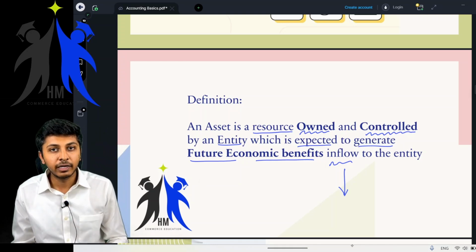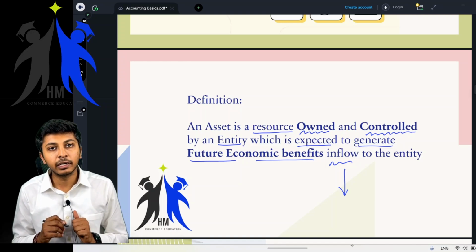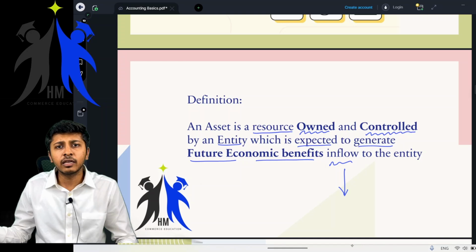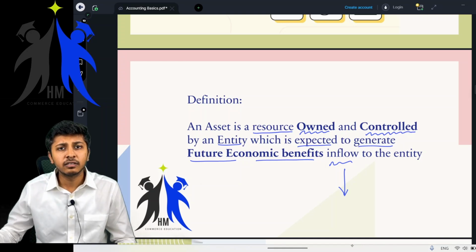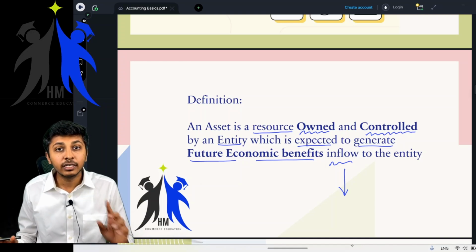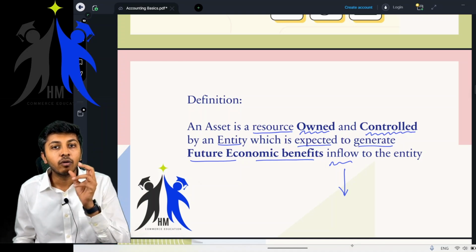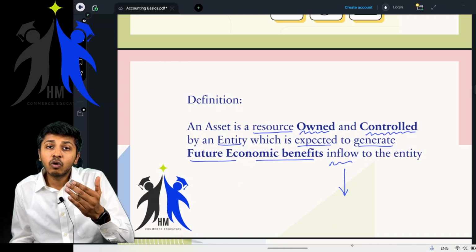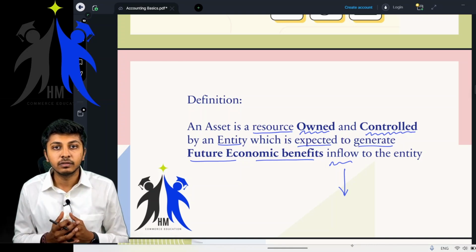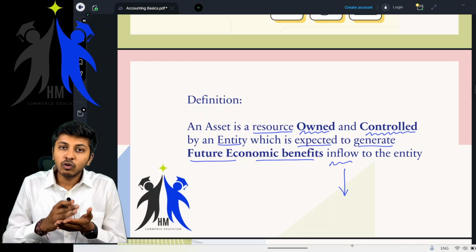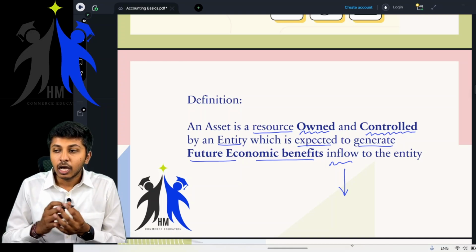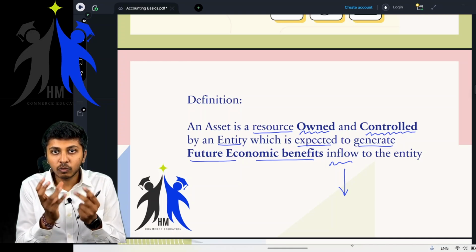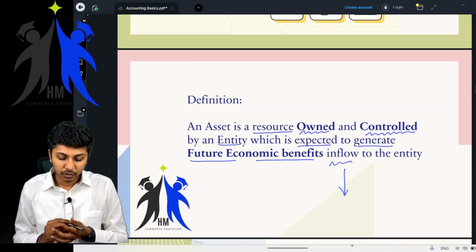Do you own that building? Yes, I own that building. That building is mine. Do I control what is happening to that building? Can I paint it? Can I repair it? Can I sell it? Can I do whatever I want? Yes, I control it. I own the building, I control the building. And what is going to happen if I have this building with me in the future? The value of the building, I will get it in the future. So when I say value, I mean economic value, which I will get in the future.